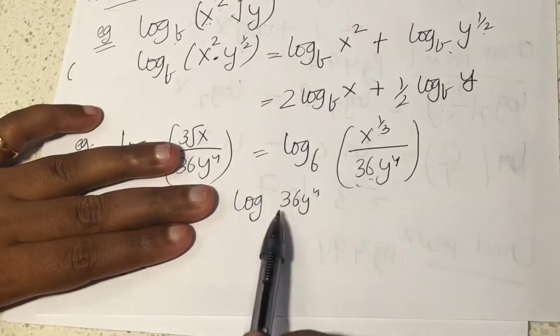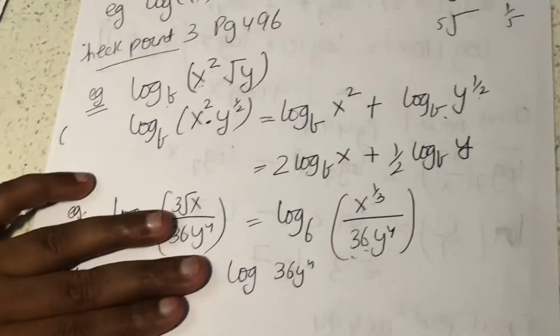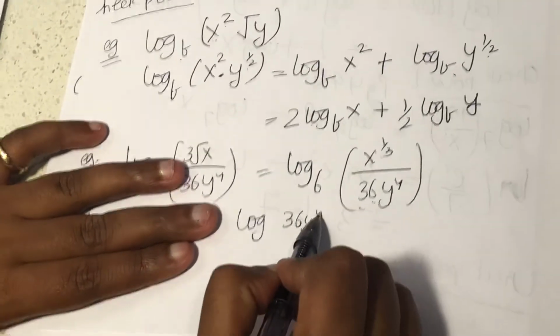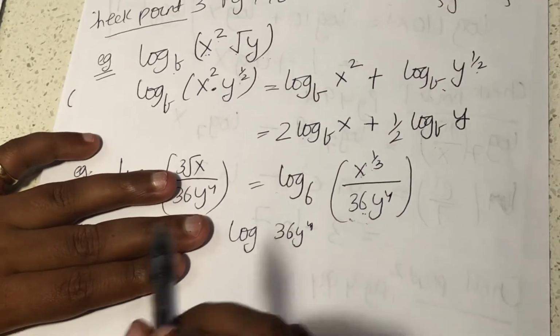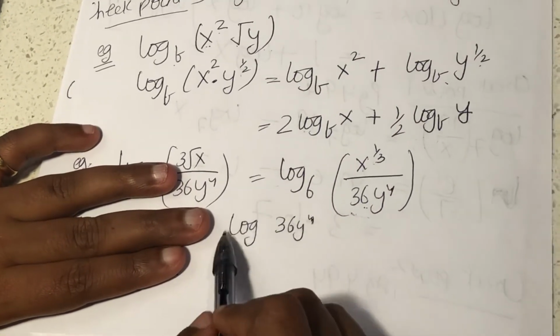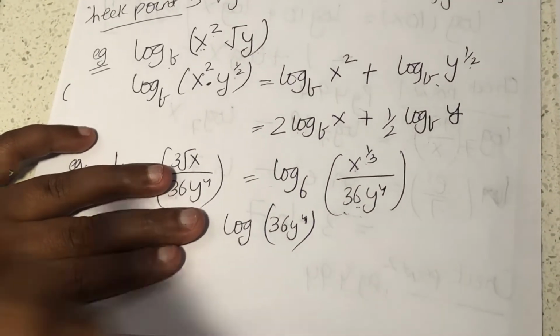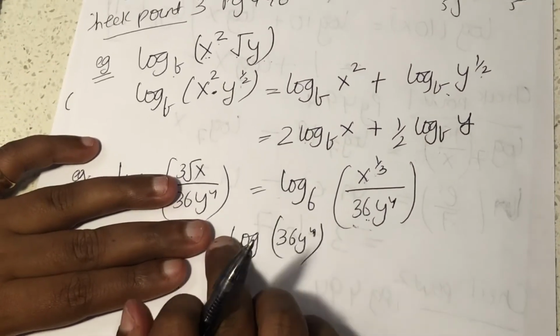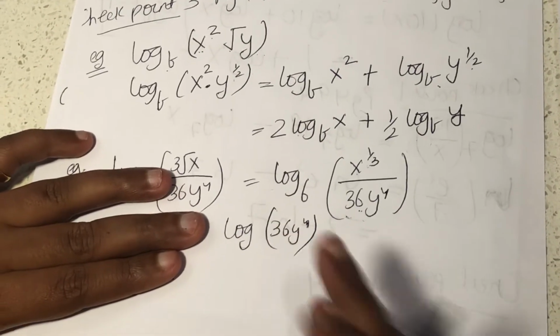Okay, you have 36y to the power of 4. You're like, oh, there's a power, I'm going to pick it up and throw it in front. No. The 4 is just raised to power y, not 36. If it was raised to power 36 also, then you could throw it in front. These both are in the log, so you cannot just throw 4 in front, because 36 is not raised to the power, only y is raised to the power 4.